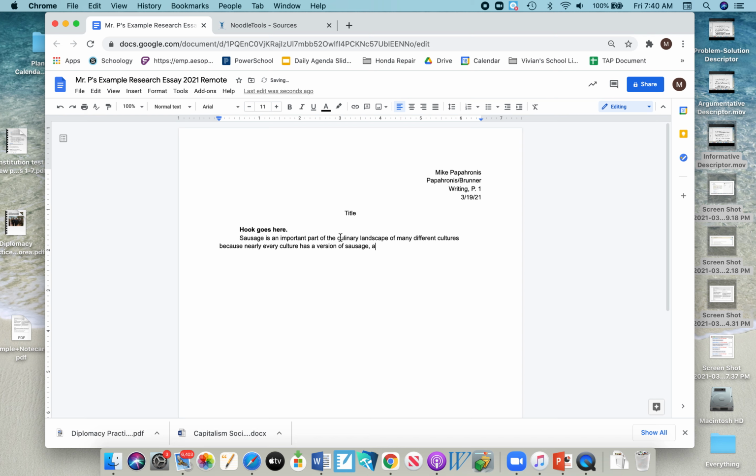Historically, actually, I'm going to switch these around. This "every culture has a version of it" is going to be my second point. My first point is going to be because historically it has fed people for millennia, and nearly every culture has their own version of sausage. There's my claim right there. Sausage is an important part. I think element is a better word than part, so I'm going to do that. Element of the culinary landscape for many different cultures, because historically it has fed people for millennia.